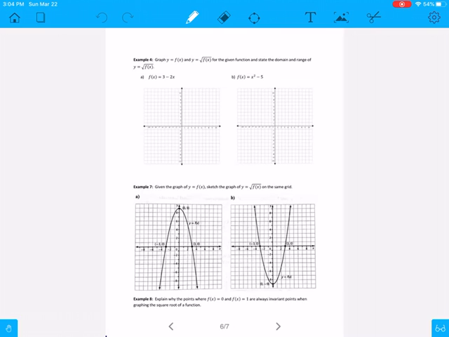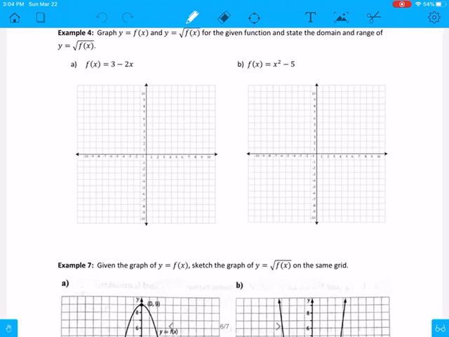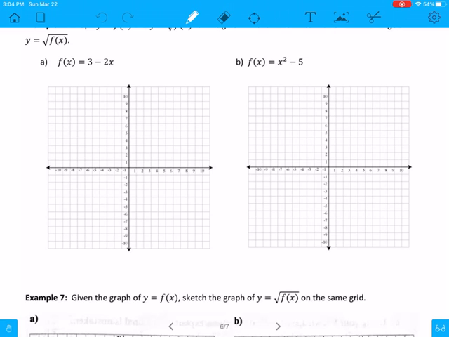Example 4, you would just graph each of those lines, the line on the first one and the quadratic on the second one, and then you would take the x's, keep them, and root the y's. So any negative y's would go away. You could also, to check your answer, type into your calculator square root of 3 minus 2x to see if you got it right. But first you would draw this graph and then square root all of its y's, and then check it with that. Next you would draw this graph, square root all of its y's, or check it with this when you're done.